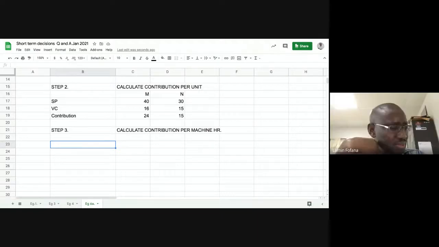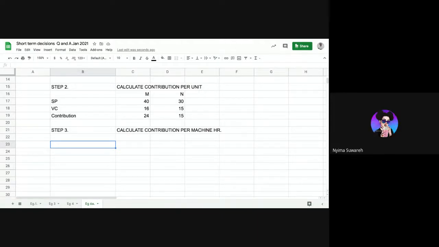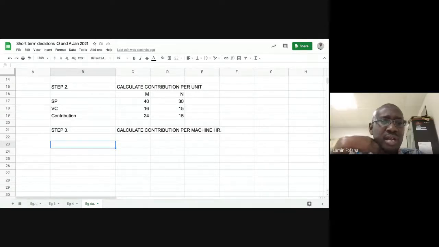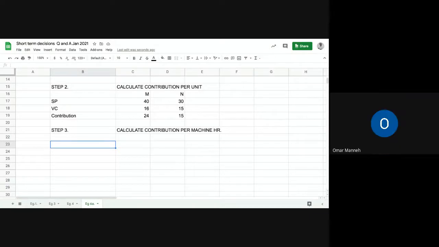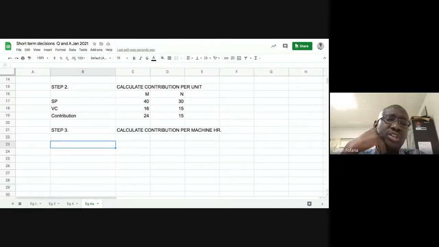What are the two numbers? I think we are going to take the 5,000. No, what we're going to calculate here is the contribution per machine hour. We've already got our contribution per unit. So we need two things to calculate our contribution per machine hour.